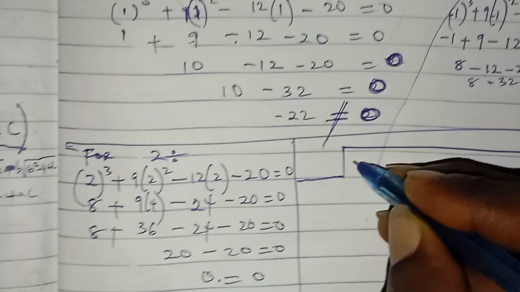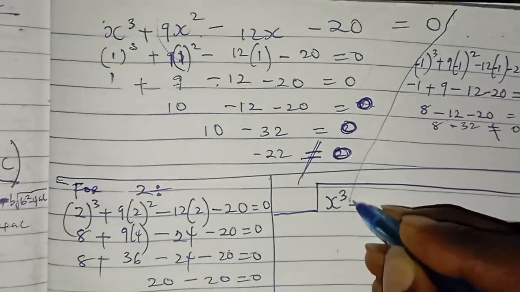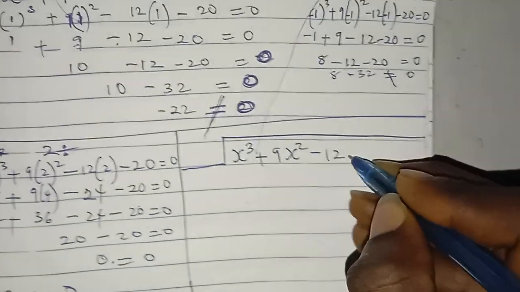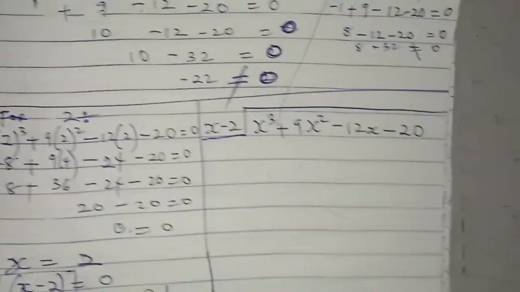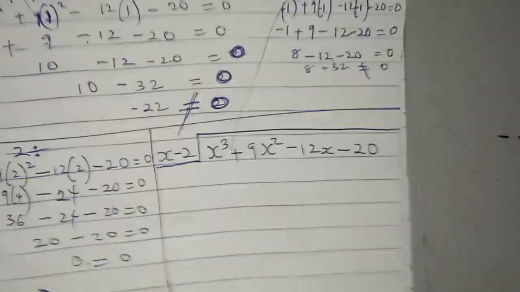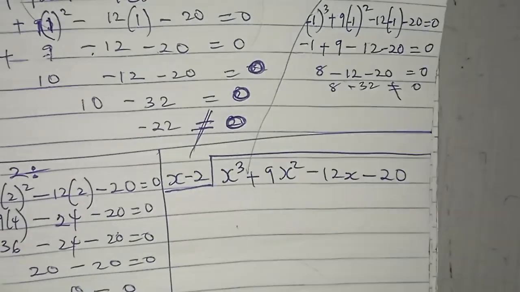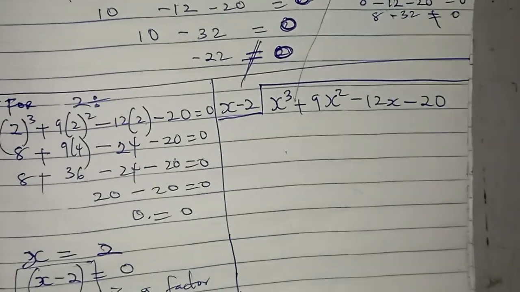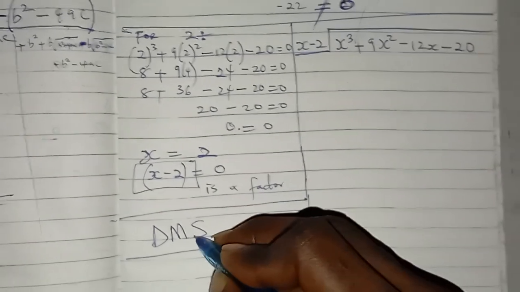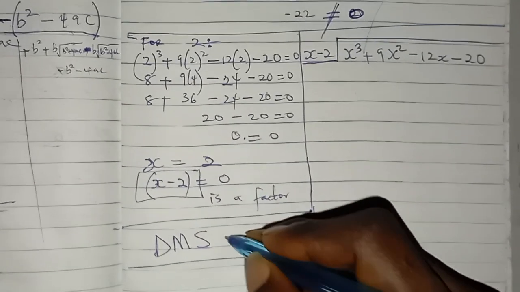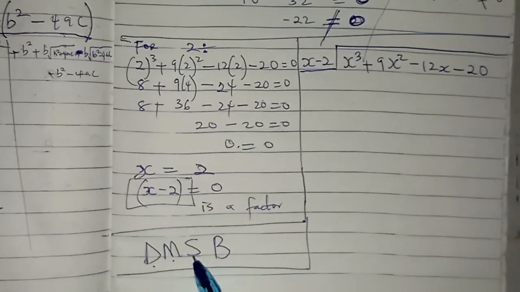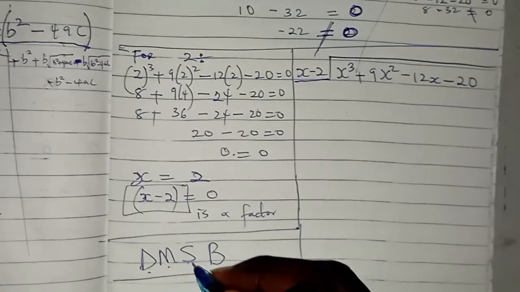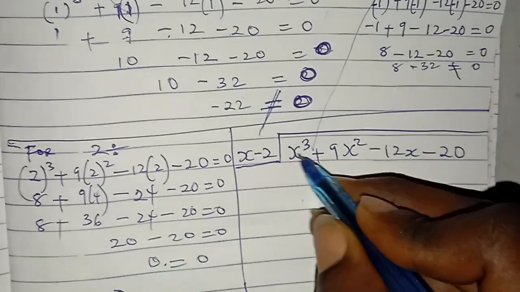So this cubic equation, x raised to the power 3 plus 9x squared minus 12x minus 20, I'll divide by that factor, which is x minus 2. So I'll use it to divide. Long division method, you remember, I told you that it uses this principle, DMSB: daddy, mommy, sister, brother. Okay, so let's do the first one, division.